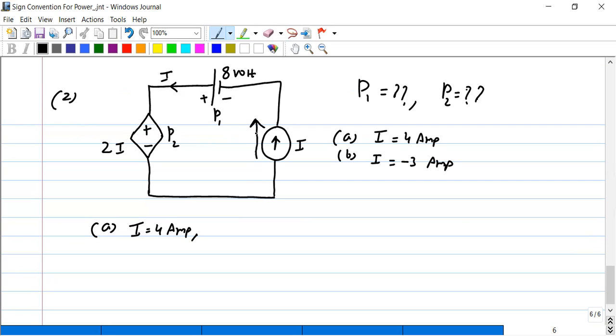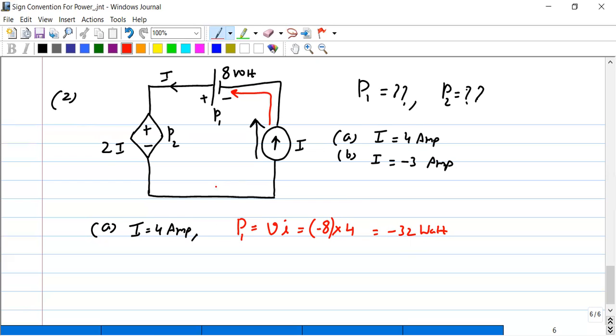Okay. Now let us say this current I is going like this and coming, and it is entering which terminal now? It is entering the negative terminal of the battery. So power is V into I. Now V is 8 volts. Current is 4. But it is entering the negative terminal of the battery. So it is minus 8 into 4. It is minus 32 watts. That is P1.